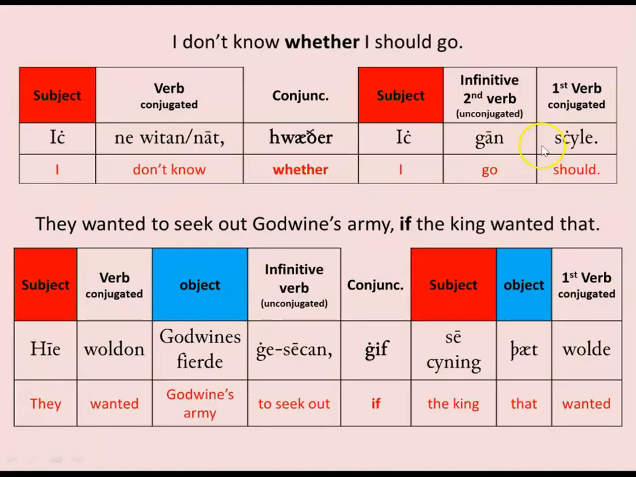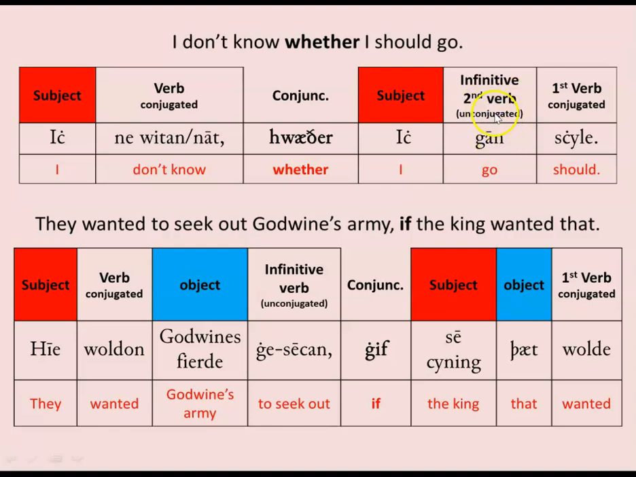Okay, I don't know whether I should go. Whether is a subordinating conjunction. So the independent or main clause at the front, I don't know. Ich neer witten or ich naht. I've explained that in the previous video. Then the subordinating conjunction, whether. And then we have subject, and now we've got two verbs. Should, which goes to the end. First verb conjugated at the end, schule. Second verb go is in the infinitive, so it goes second from the end, second last place.